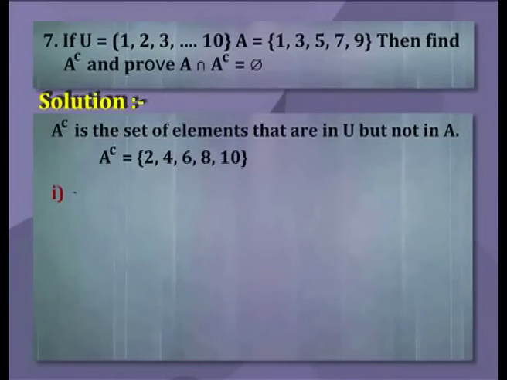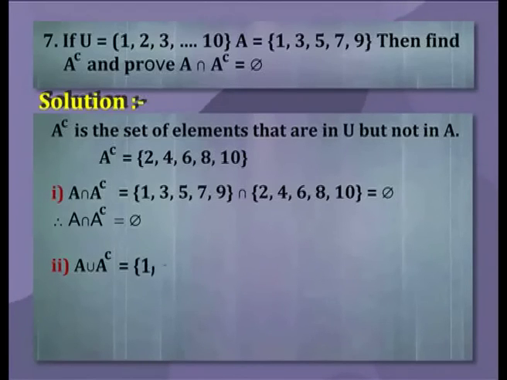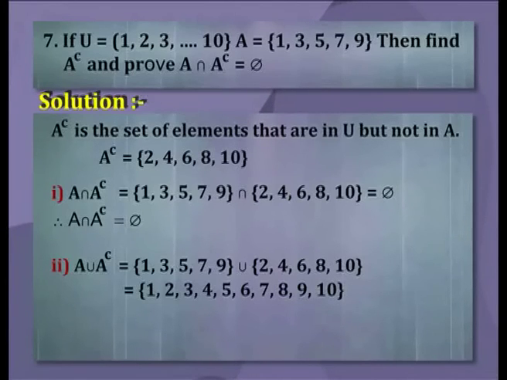A intersection A complement is equal to the set of {1, 3, 5, 7, 9} intersection the set of {2, 4, 6, 8, 10}, which is equal to phi. Therefore, A intersection A complement is equal to phi. A union A complement is equal to the set of {1, 3, 5, 7, 9} union the set of {2, 4, 6, 8, 10}, which is equal to the set of {1, 2, 3, 4, 5, 6, 7, 8, 9, 10}. Therefore, A union A complement is equal to the universal set U.